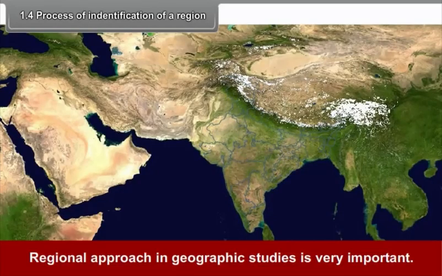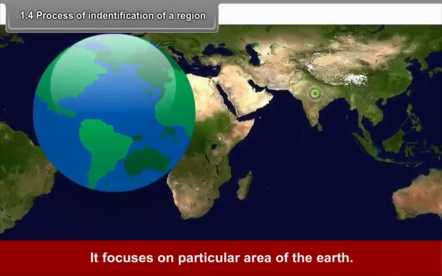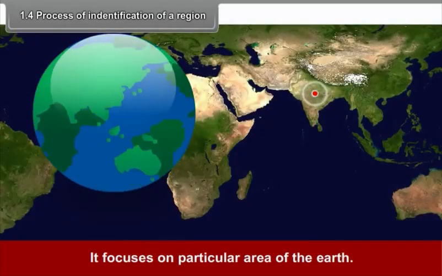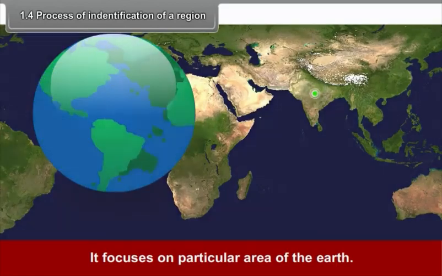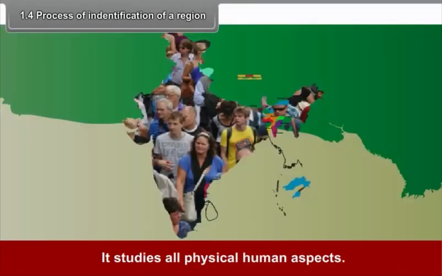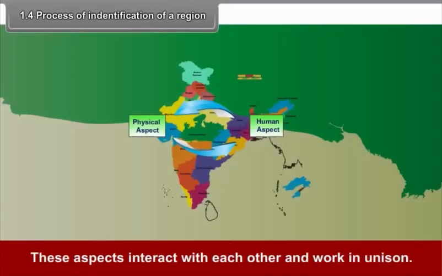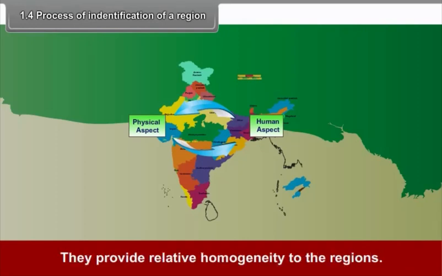Regional approach in geographical studies is very important. It focuses on a particular area of the earth. It studies all physical and human aspects. These aspects interact with each other and work in unison. They provide relative homogeneity to the regions.